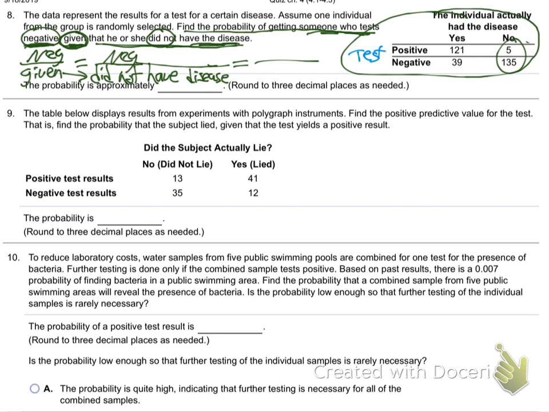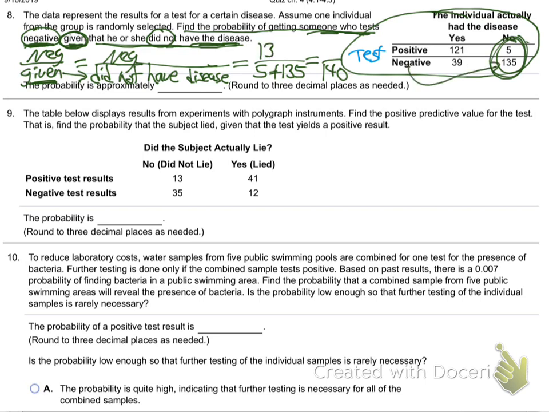5 plus 135. In other words, 140 people. And how many out of all these people that did not have the disease, we're talking about a person from that group. That's what's given. That's what we know for sure. It's somebody out of that group, somebody that did not have the disease. What's the chance they were somebody that tested negative?